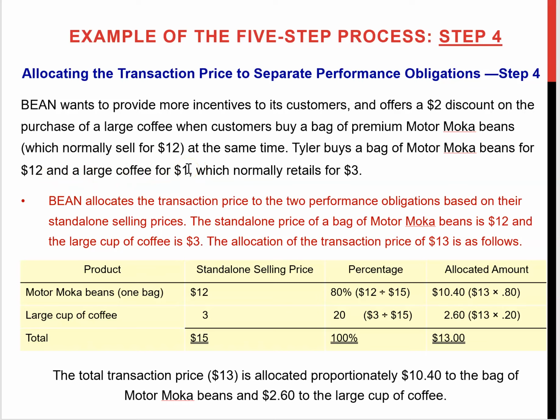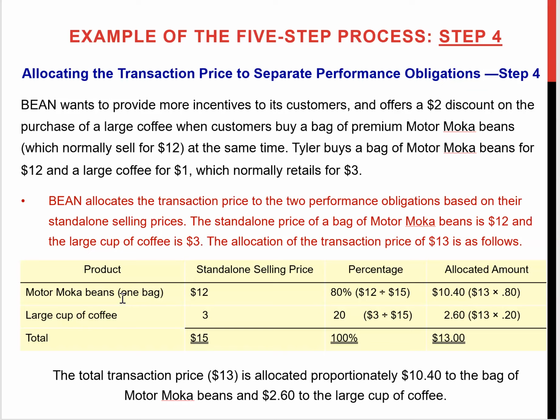Now, in this step, we will allocate the transaction price to the performance obligations, which means how much price we will assign to each product. Should we say that the coffee bag costs $12 and the cup of coffee is $1 because altogether the store will receive $13? Or should we say that the coffee cup is $3 and the rest will go for the bean bag? How will we record that?